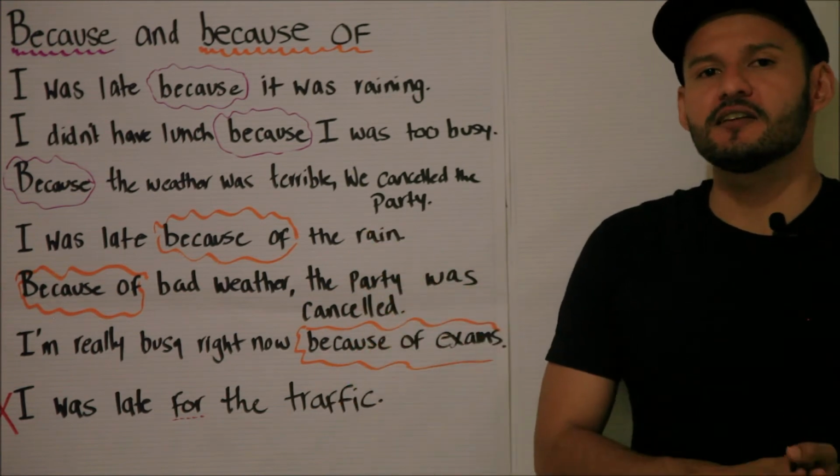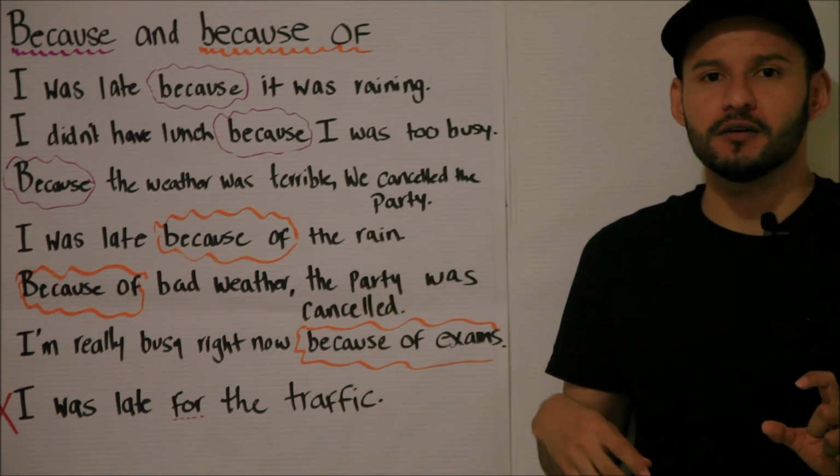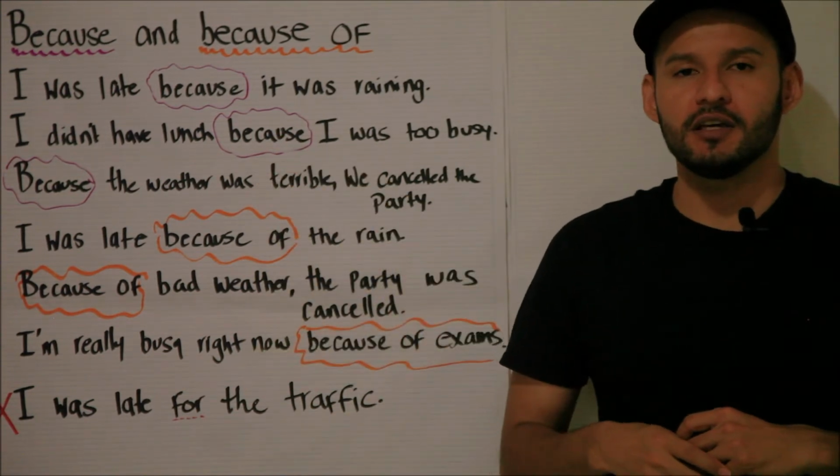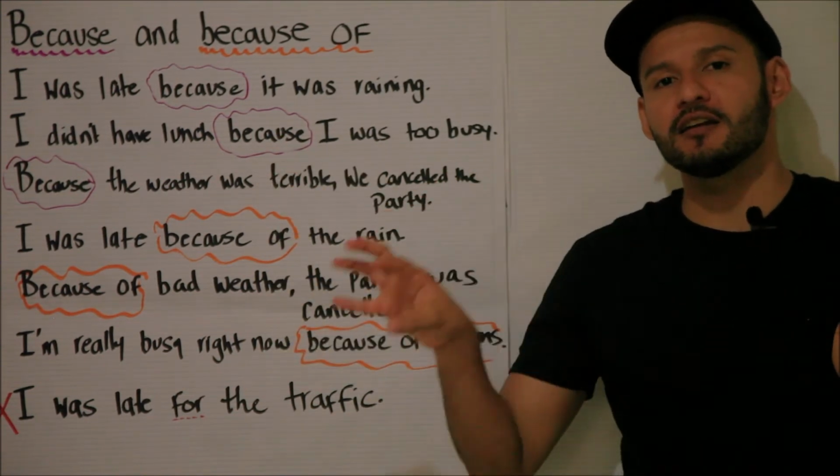And basically that's the difference. After because of, you need a noun or a noun phrase. After because, you need a subject and a verb.